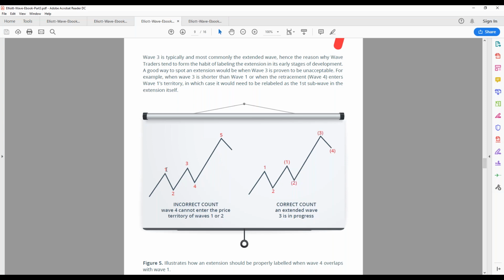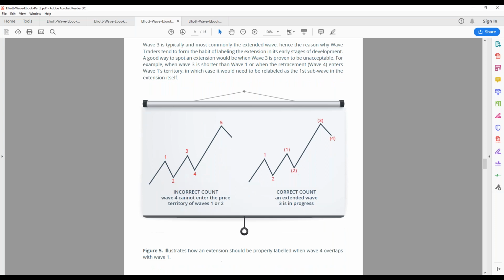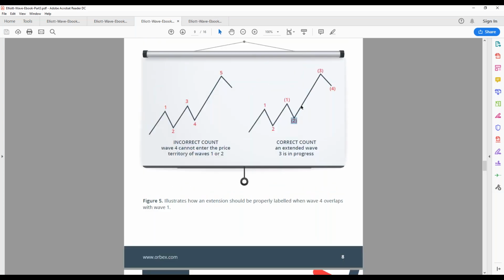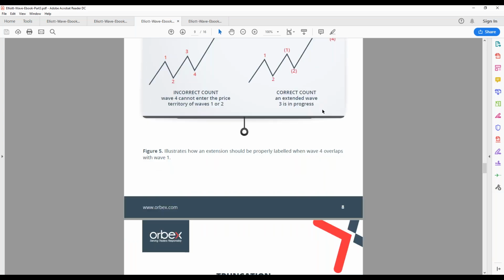Because if you label it like on the left, 1, 2, 3, 4, wave 3 is shorter than wave 1. But not only that, wave 4 overlaps with wave 1. You don't have a valid wave count. You just violated 2 of the total of 3 main rules of Ralph Nelson Elliott's legacy. So no good, right? 1, 2, and then 1, 2, 3. So you start counting the extension. And then of course 1, 2, and then 1, 2, 3, 4, 5, right? And this 3. So anyway, yeah.